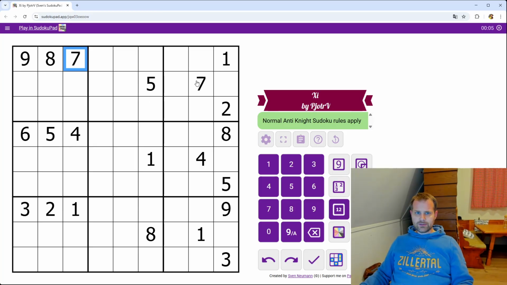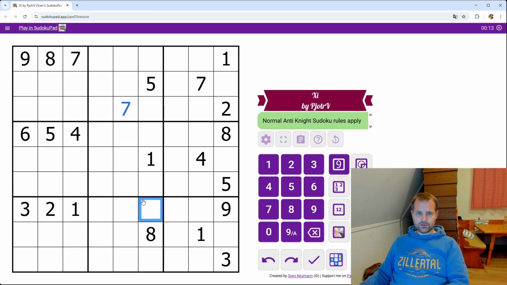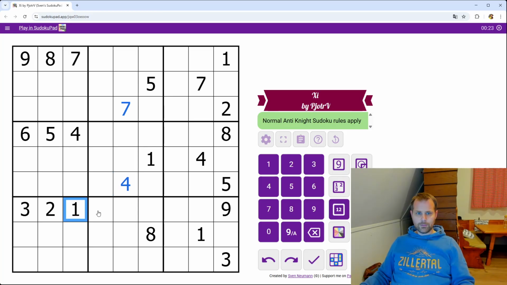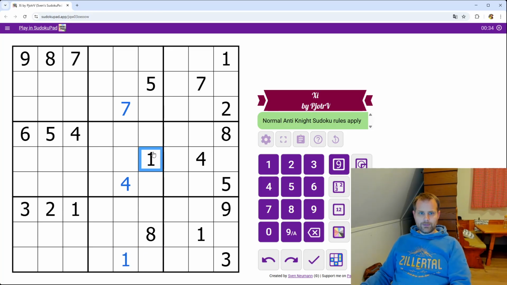Right, so let's look at those sevens. Those can't be here. This 7 looks at this one, this 7 looks at this one, so this is a 7. We have a similar thing with 4s. The 4s look at those, but also these and these, so this is a 4. And the same with the 1s, they can't go there and there, and also this one sees this one, so this is a 1.